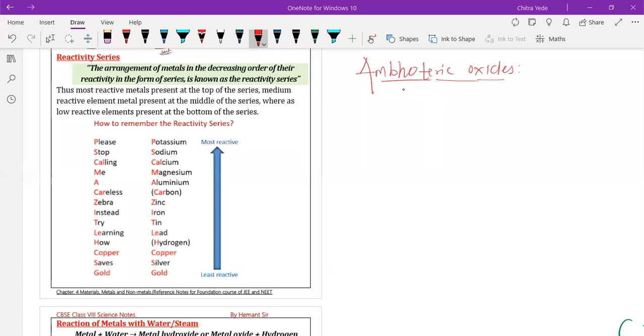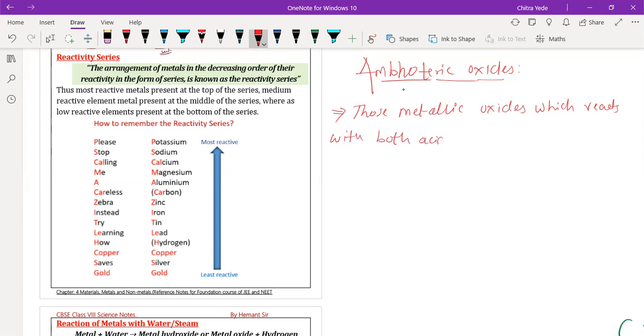Okay. So what does amphoteric oxide mean? Amphoteric oxides are metallic oxides which react with both acids as well as bases to form salt and water. Which react with both acid as well as base.